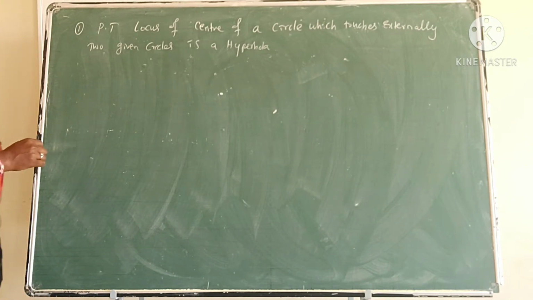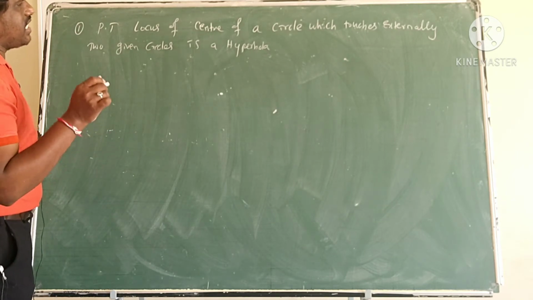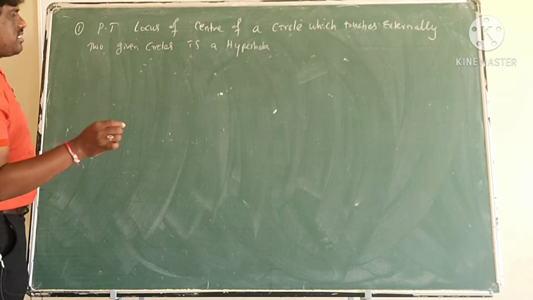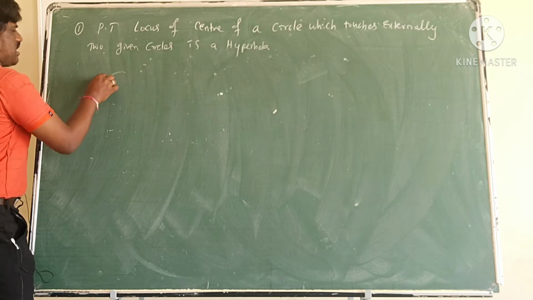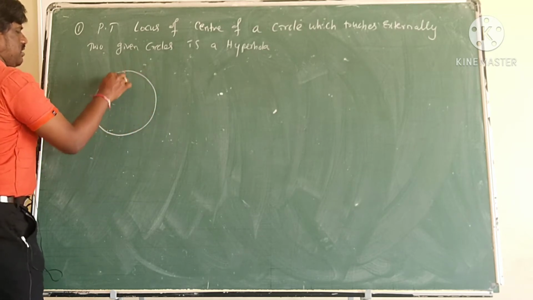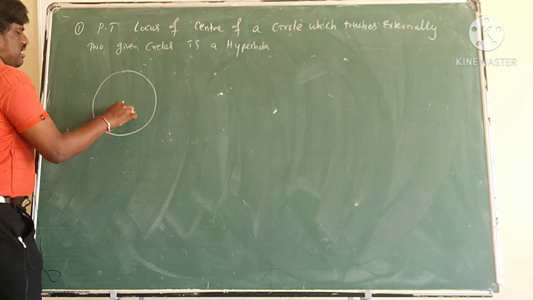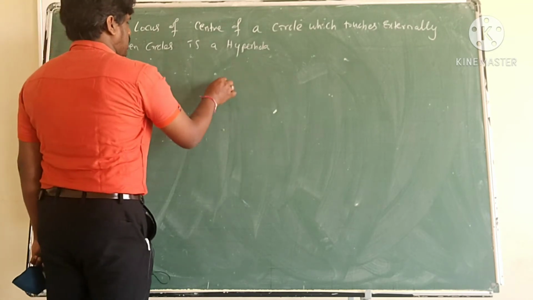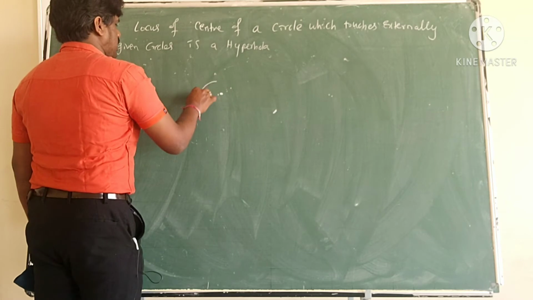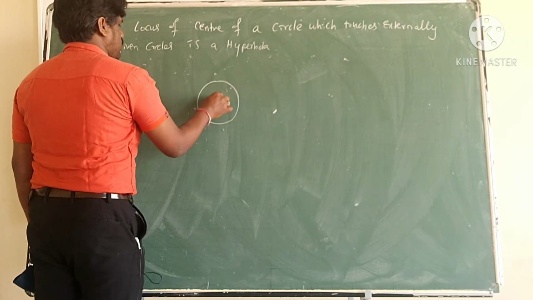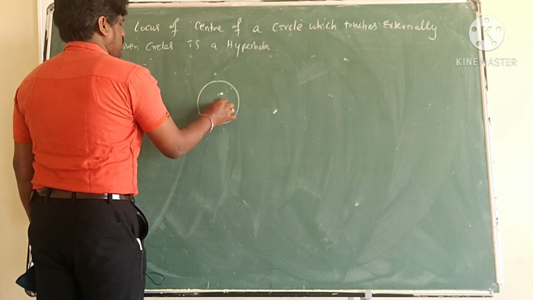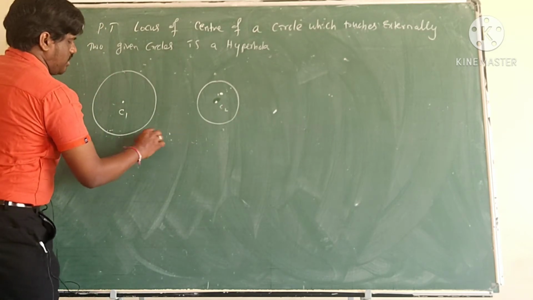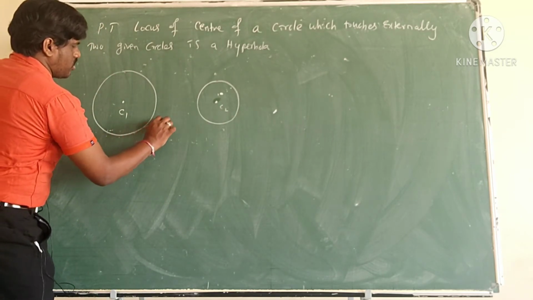Prove that the locus of the center of a circle which touches externally two given circles is a hyperbola. Two given circles are there. One is the big circle, this is circle 1, and one more circle is given, a small circle, this is circle 2. You have to find the locus of the circle which is touching both these circles.